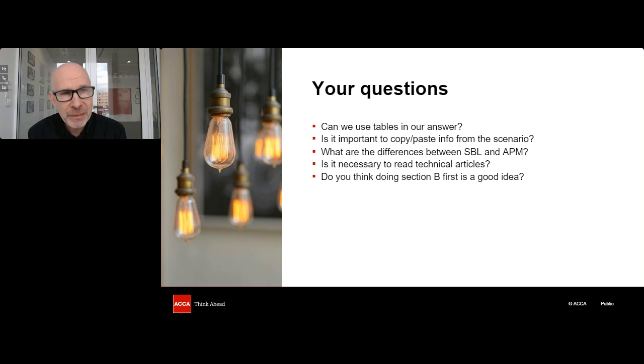I recommend you do section A first, but if you see the questions in section A and you hate them, you could get warmed up in section B, but you must be ruthless with your time. Only 45 minutes. So I don't think it's a good idea, but you could do it in an emergency, okay?